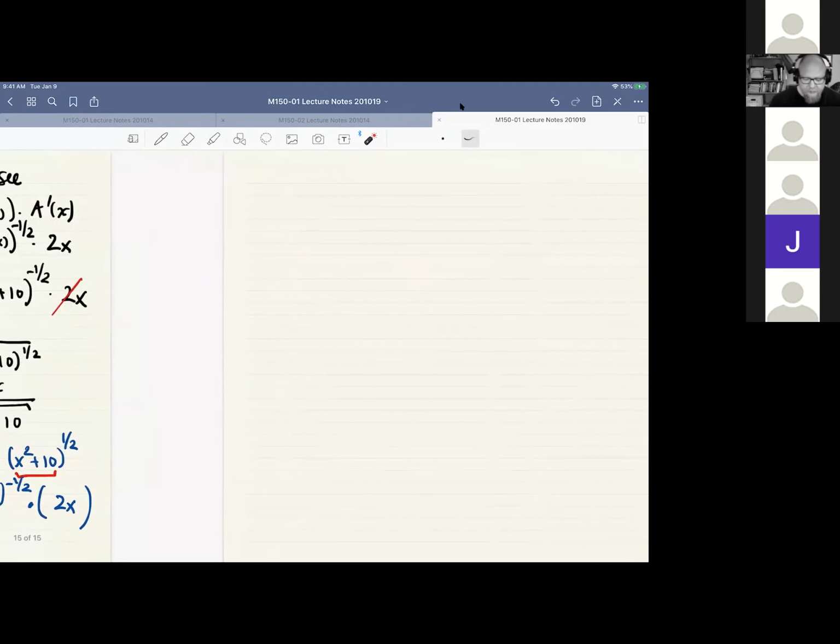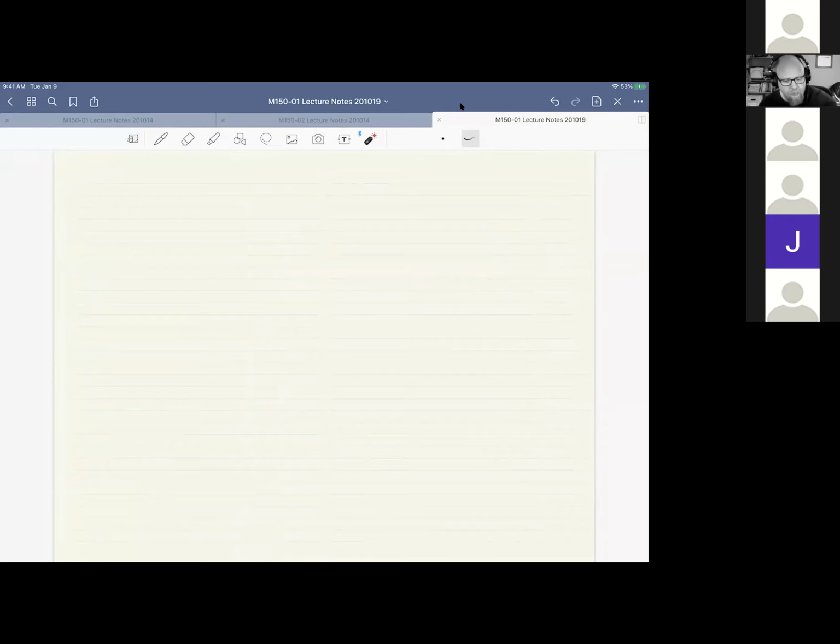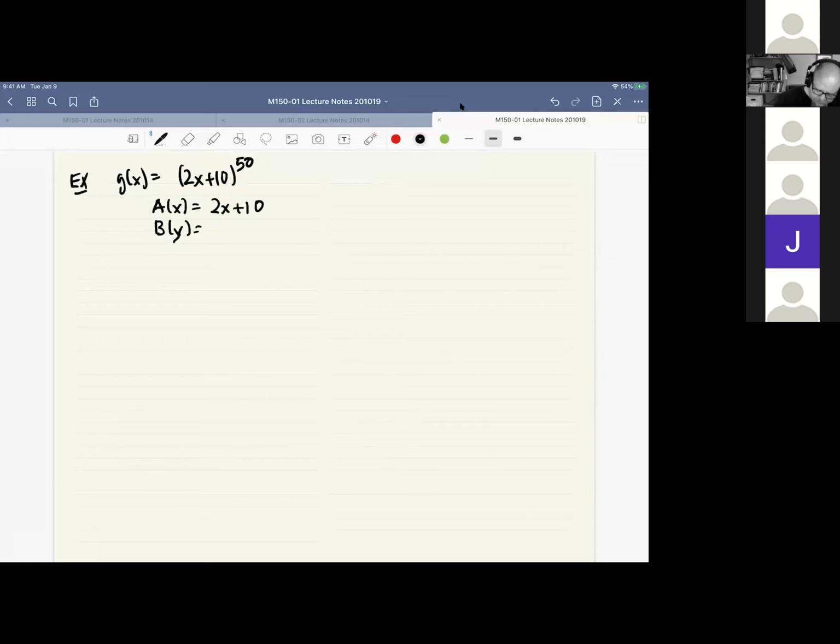All right, I've got 8 more minutes. Let's do another example here. Let's do this other one. So here's 2x plus 10 to the 50th power. Let's decompose this into the composition of two functions. So I'm going to see my inside function here, and the hint is these parentheses, of course. And then my outside function is the power function of raising to the 50th power.